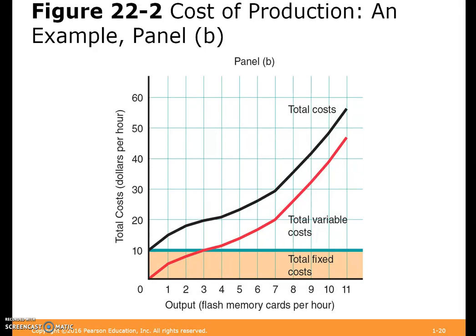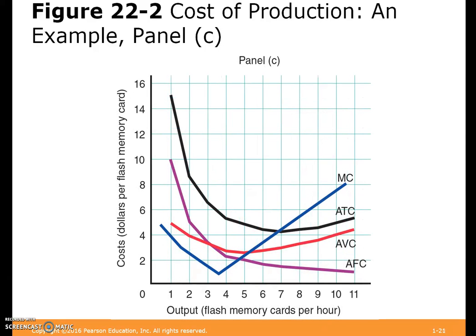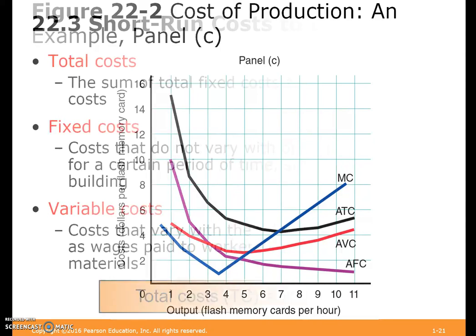And here we have a graph of total cost and total variable costs. And notice total fixed cost is just this flat line, right? It's because it's a fixed amount, right? And here is a graph of marginal cost, average total cost, average variable cost, and average fixed costs. There's a nice little connection between marginal cost, average total cost, and average variable cost that we'll talk about in just a second.